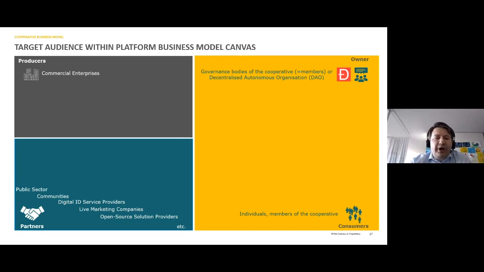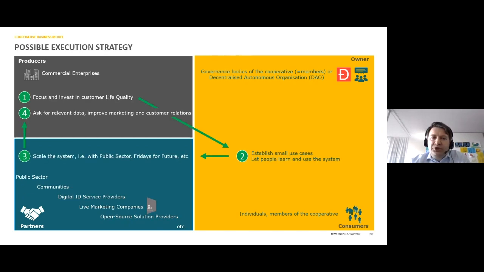Whereas I will use that canvas in order to explain the strategy, you will find the flows of the money, services, and benefits in the presentation I will upload later after today onto LinkedIn. You will get the link to that. So please stay with me just on the topic of how a possible execution of this strategy might look like.